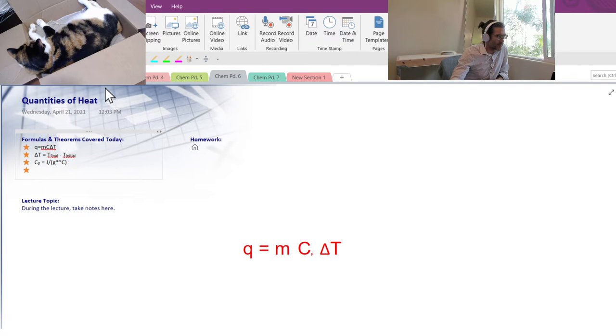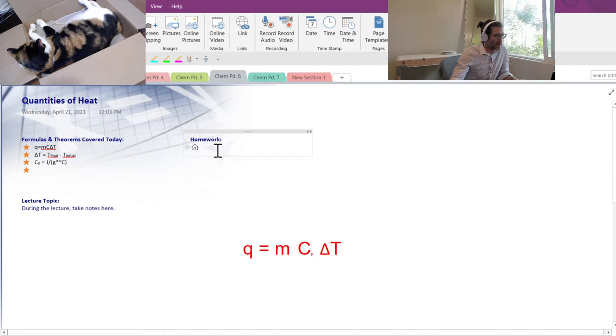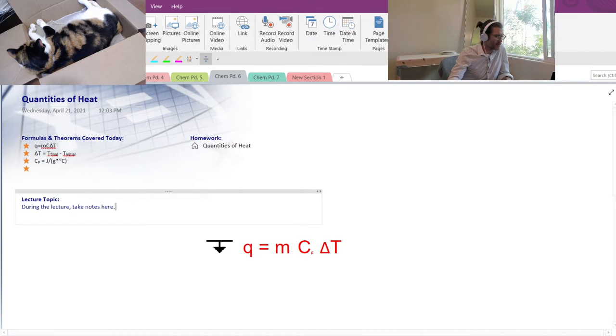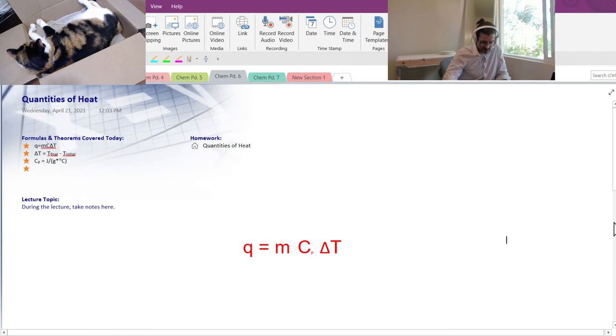Homework is going to be the quantities of heat PDF. Quantities of heat. And for some reason, I can't type quantities. I can write it just fine, but the I and the T always get messed around. Okay.